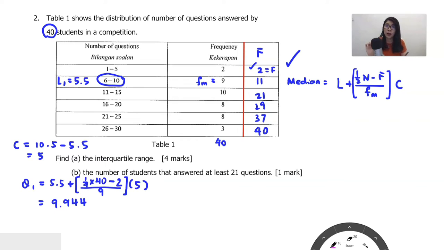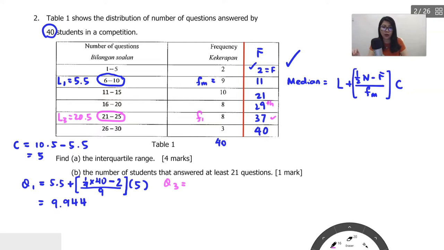Next, we need to find our Q3, which is the third quartile. To find Q3, what is the 3 quarter of 40? So 3 quarter of 40 is 30. So the 30th value, because the previous class goes until the 29th, will be in this class, 21 to 25. So that one I would put as L3. The lower boundary for this class is 21 plus 20 divided by 2, which is 20.5. That will be our L3.